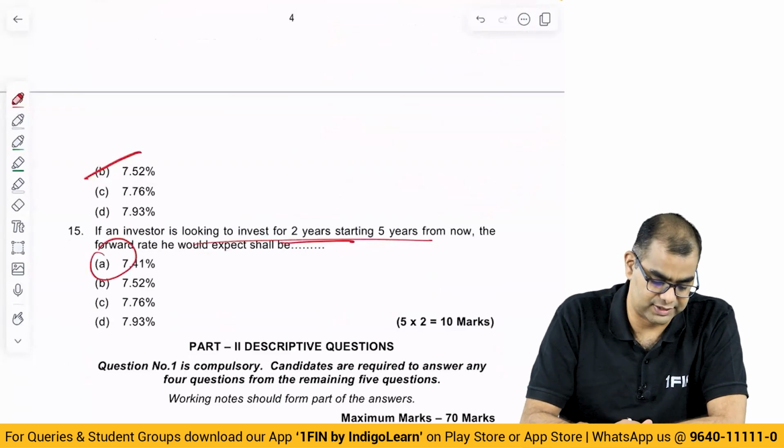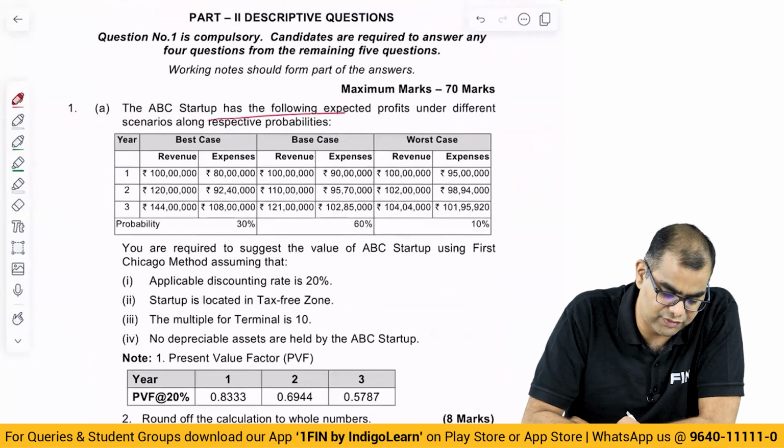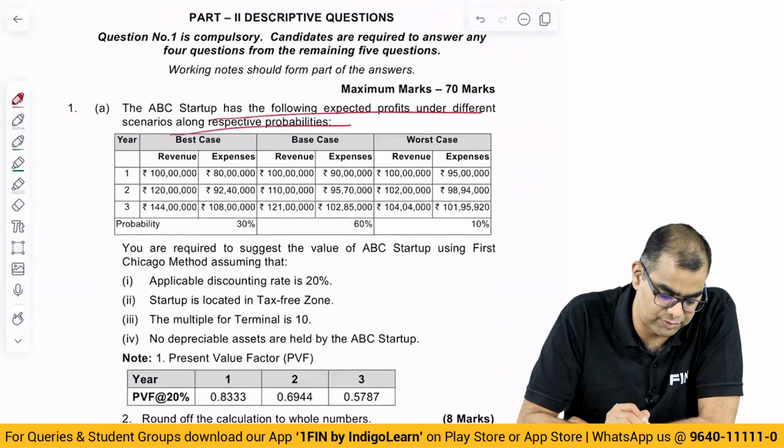Fairly simple, nothing complex. Then descriptive questions. What are these descriptive questions? ABC startup has the following expected profits in different scenarios and respective probabilities. Okay. Revenues, expenses, and 3 cases.